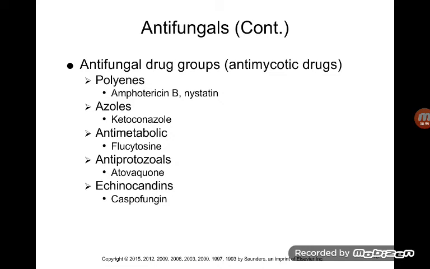Antifungal groups, these are different types of antifungals or antimycotic drugs. There can be polyenes like amphotericin B and nystatin. The azoles, which are rightfully named, like ketoconazole. The antimetabolites, the antiprotozoals, and the echinocandins. The ones that we focus on really are the polyenes and the azoles.